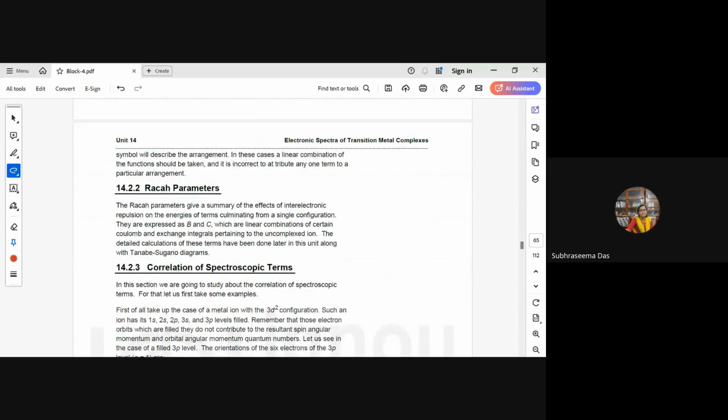Then come the Racah parameters. The Racah parameters give a summary of the effects of the interelectronic repulsions on the energies that stem from a single configuration. These are expressed as B and C. These are linear combinations of certain Coulomb interactions and exchange interactions that are related to the uncomplexed ion. The detailed Racah parameters have been discussed in the Tanabe-Sugano diagrams.